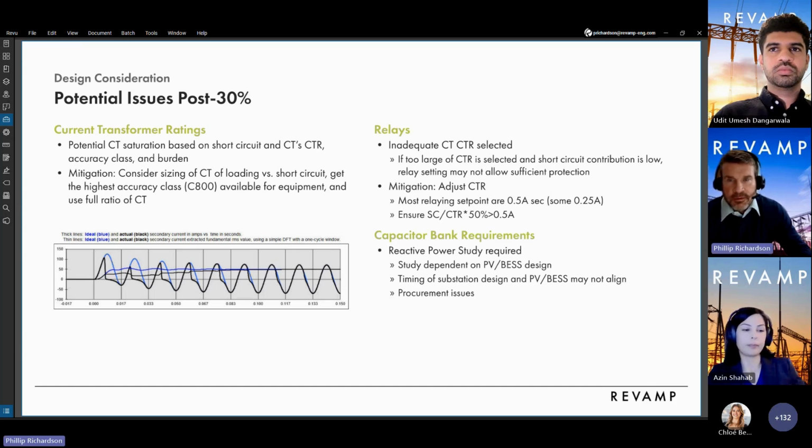Cap bank. To determine the size of the cap bank, a reactive power flow study is required. This study is highly dependent on the PV or BESS design and inverter selections. One issue is the timing of the substation project versus the PV or BESS. If the PV or BESS design is lagging the substation project too much to identify whether that cap bank is needed or not, it may become a procurement issue if a cap bank indeed is needed.